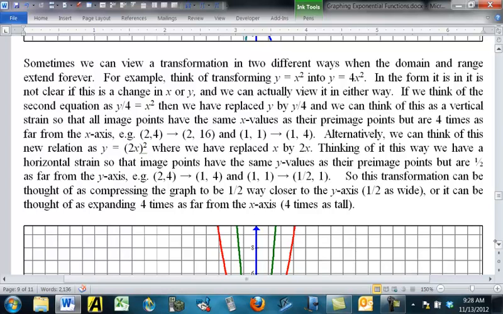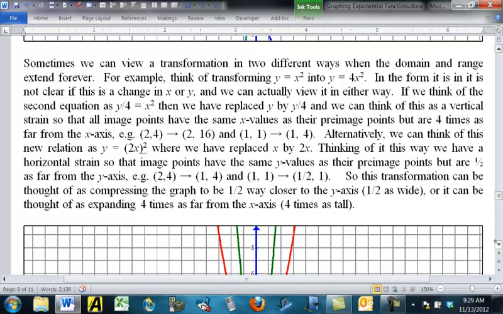So if we write it as y over 4 equals x squared, then we can think of it as the x squared was left alone, and we replace y by y over 4. So that means what we really do is multiply all the y's by 4. So that's a vertical strain, a stretch, an expansion, so that the x values are the same as they are on y equals x squared, but their corresponding image points have 4 times the y.